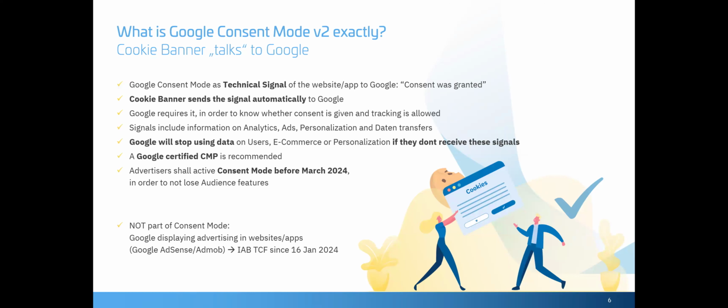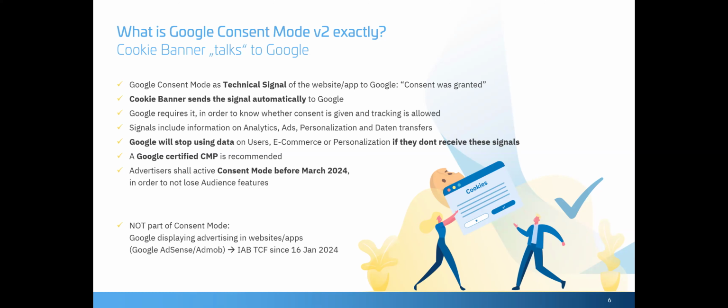Why does it, or what does Google exactly do with this? Or what does the consent mode do with Google? Maybe let's say it this way. So the essential is that the cookie banner would talk to Google. The cookie banner would use this technical signal to send it to Google and say, hey, this user just granted consent, or this user just rejected consent. Whatever happened on the website, I tell you now. The cookie banner can do this automatically. Google will take it and will then do something with it.